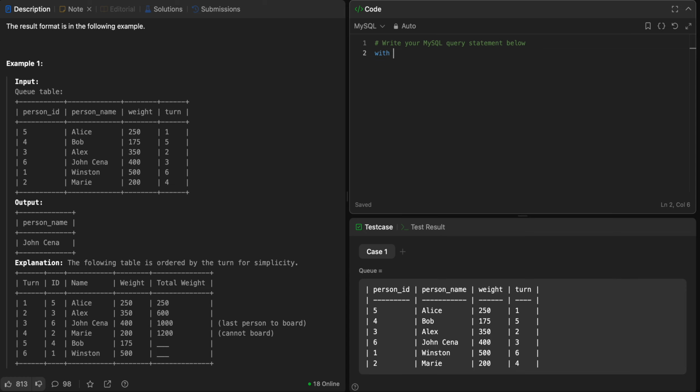First, create the sorted queue using a CTE temporary table. Okay, so we have to find all this: person name, weight and turn from queue, order by turn. ये हमारा sorted हो गया अभी.